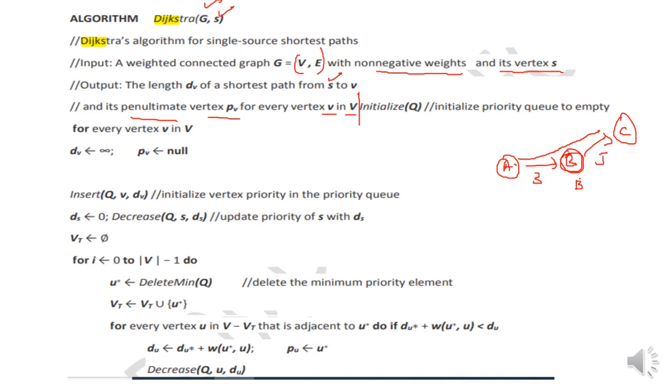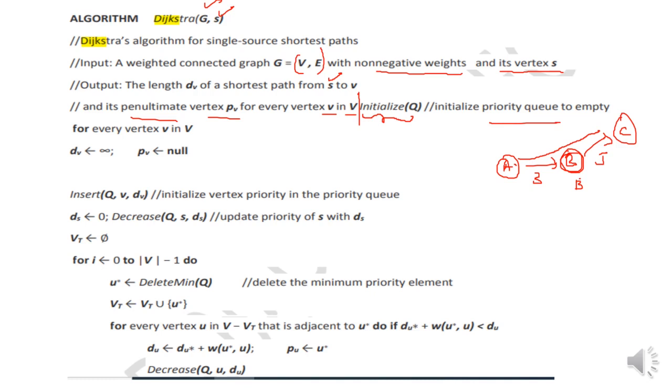For that, to maintain the distance and the penultimate vertex, we have to utilize a data structure called a priority queue. That's why I will initialize the priority queue.